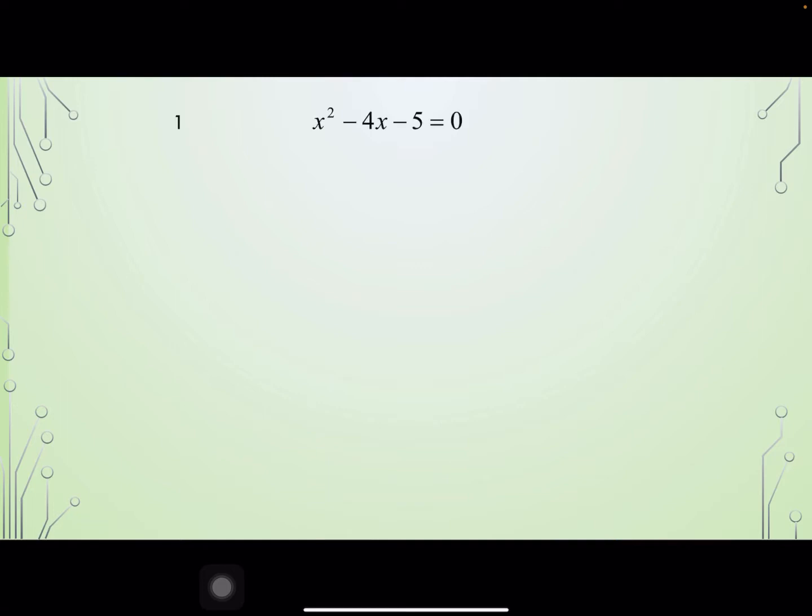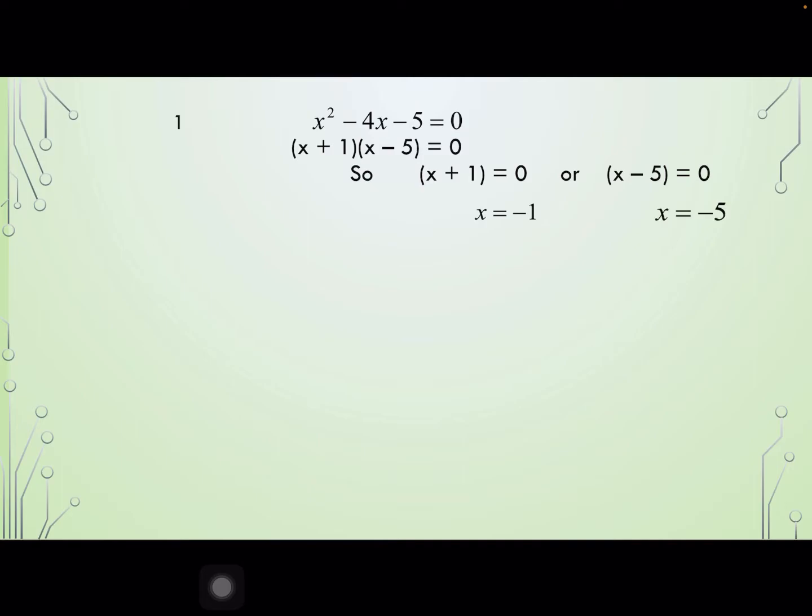The first one is x squared minus 4x minus 5 equals 0. It seems that this equation can be factorized. So we will have x plus 1 times x minus 5 equals 0. So x plus 1 equals 0 or x minus 5 equals 0. Then we'll have x equals minus 1 or x equals 5. These two values are exact values.